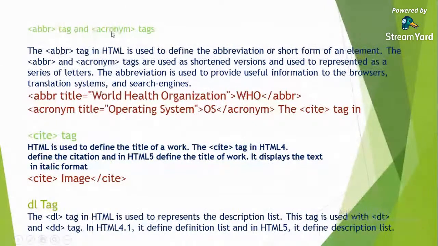So the first tag is the ABBR tag and acronym tag. So what is the use of these tags? ABBR and acronym are basically used for abbreviation purposes. Abbreviation means whenever in a web page we want to keep some particular word as a shortcut or short form, in those cases we can use either the ABBR tag or the acronym tag.